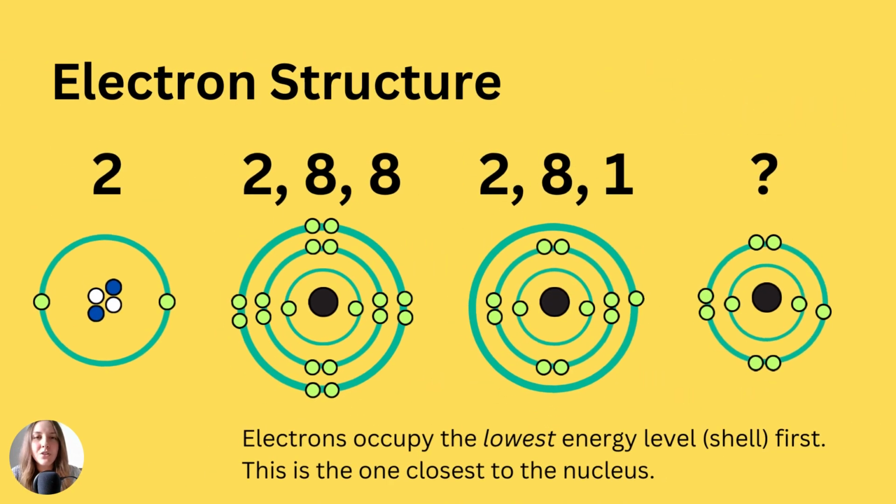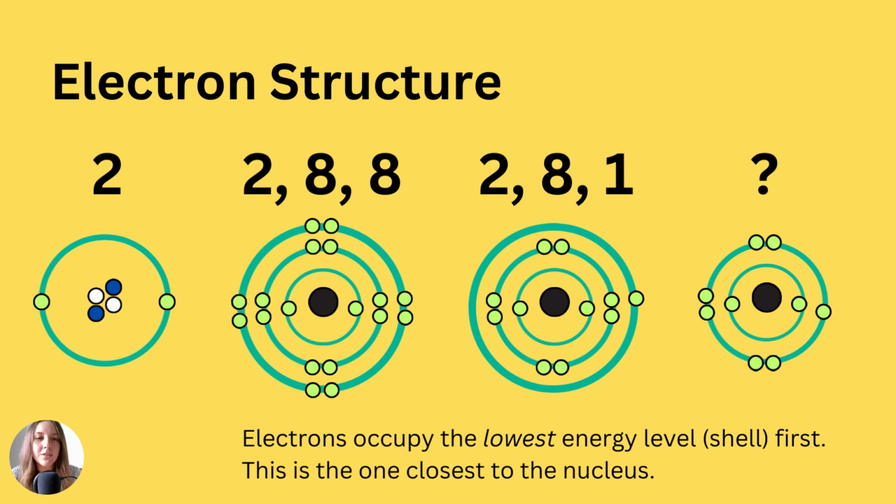At GCSE, you need to be aware of electron configuration, and this is just how many electrons are actually found in different atoms. So there's a rule that you need to be aware of, and it's called the 2, 8, 8 rule. And what that means is how many electrons can fit into each shell.